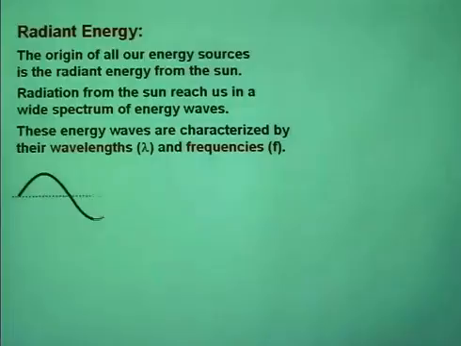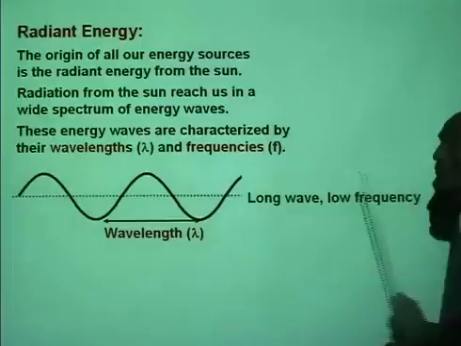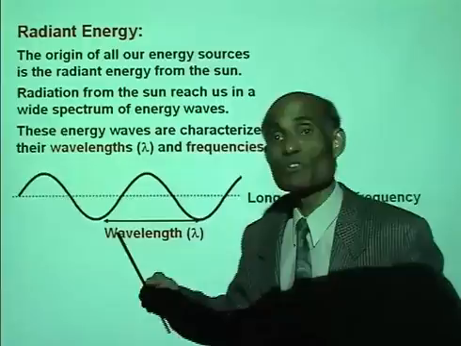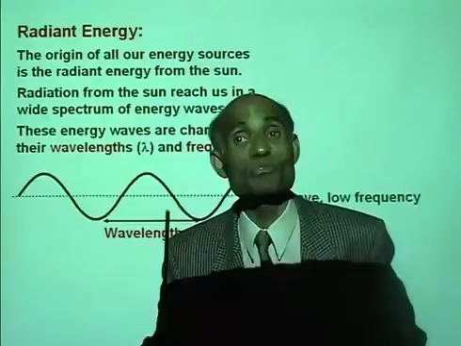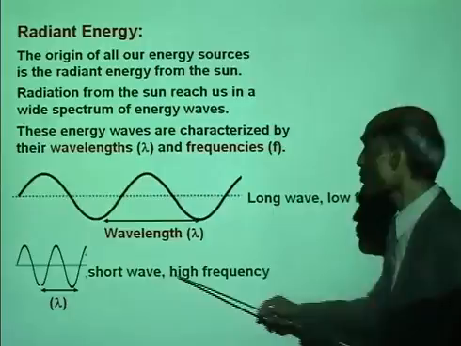So, here we have one type of wave. This is the wavelength that we call lambda. That's the long wave. When the wave is very long, its frequency is small. The frequency means the number of waves produced per second. When the waves are very long, only a few waves are produced a second, so a very long wave has very low frequency. Now, short waves, you see the wavelength is short. Short waves have very high frequency.